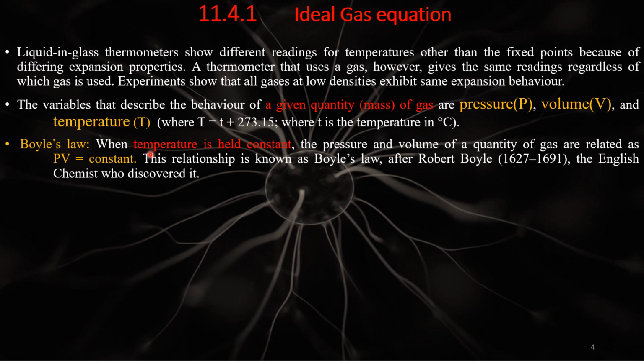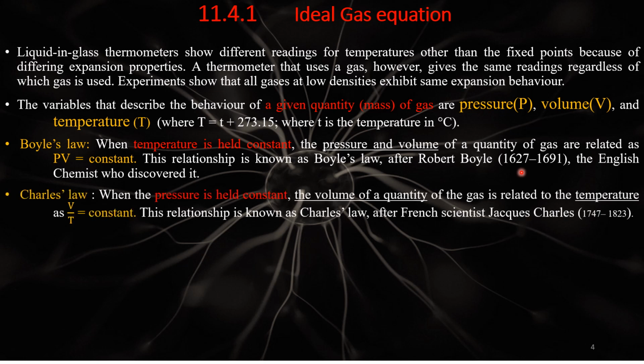Now, we will analyze Boyle's law, which is used for framing the ideal gas equation. Boyle's law states that when temperature is held constant, the pressure and volume of a quantity of gas are related as PV is equal to constant. The product of pressure and volume equals constant, provided the temperature is held constant. This relationship is known as Boyle's law, named after Robert Boyle, who lived from 1627 to 1691, the English chemist who discovered this equation.